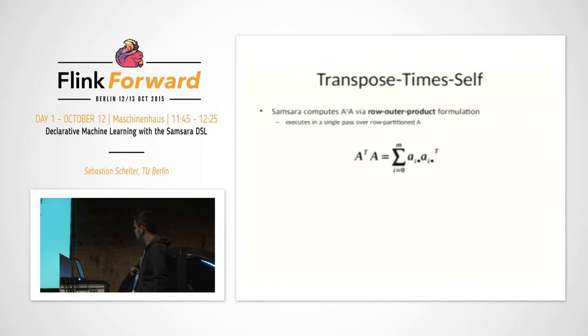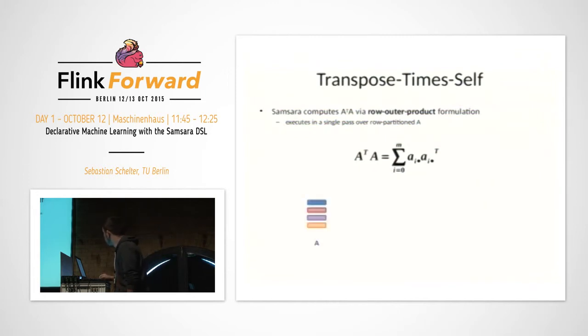And the nice thing is that if you think about this in a parallel or MapReduce-like way, if your matrix is already partitioned by the rows, then you can execute this computation in a single pass over the data. So in MapReduce, every mapper would take a row, compute the outer product, emit the result, and then the reducers would sum that up.